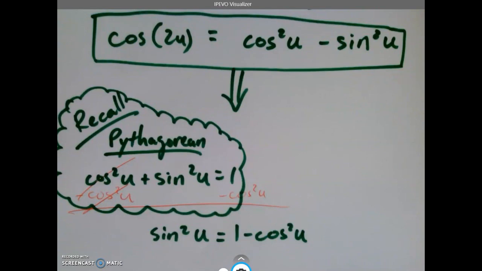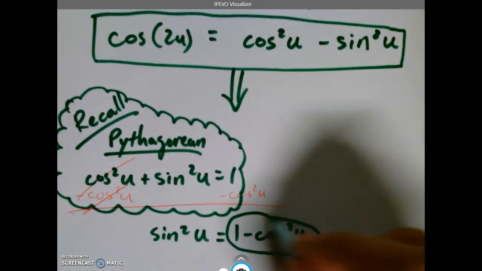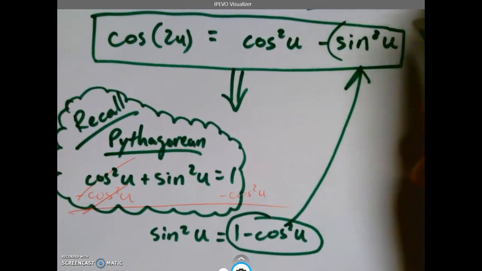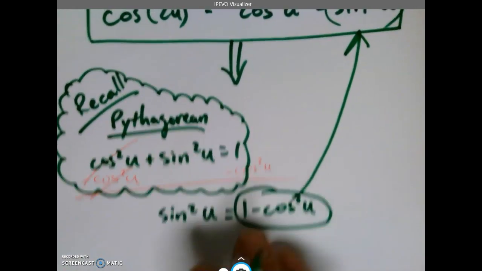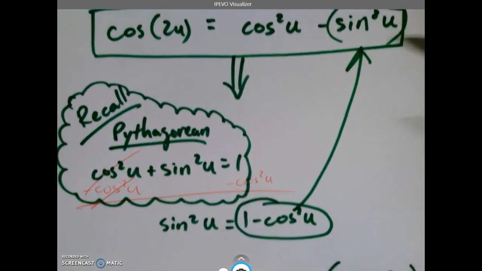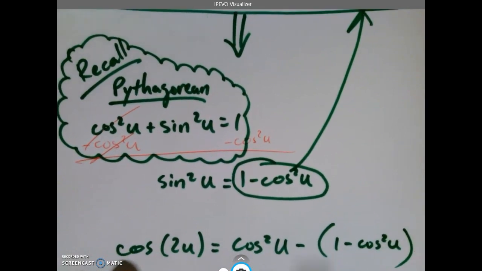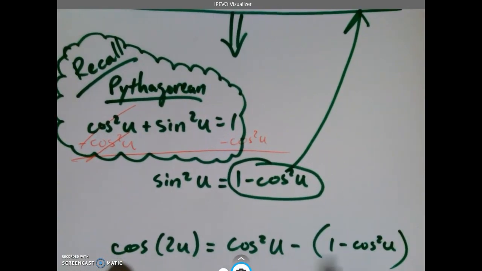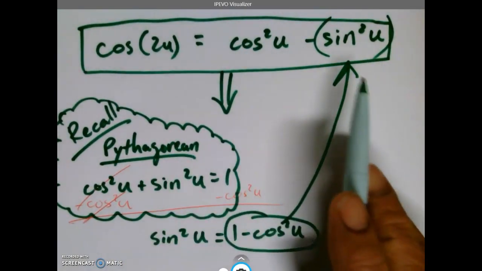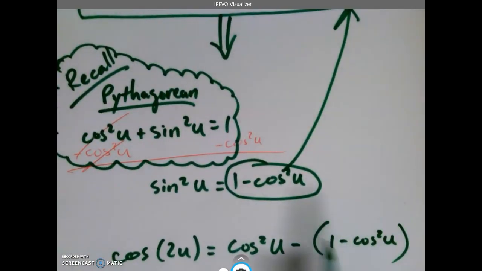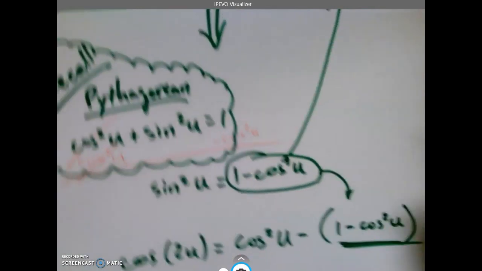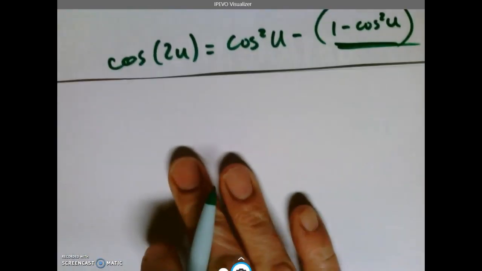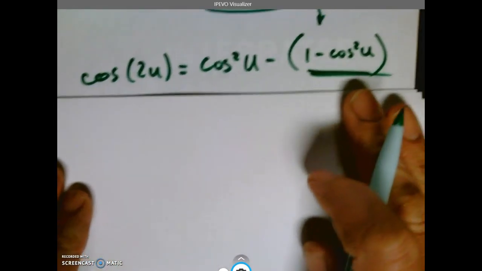How is that useful to us? Well, check this out. Now we can take this whole thing and plug it in here instead of sine squared. So our original formula up here, let's rewrite it down here. Cosine 2u is cosine squared minus, but instead of sine squared u, I replaced it with this thing. So that was our original formula from before with this replaced instead of sine squared. So now this is going to be our starting point for going forward. Alrighty. That's how this sort of goes.